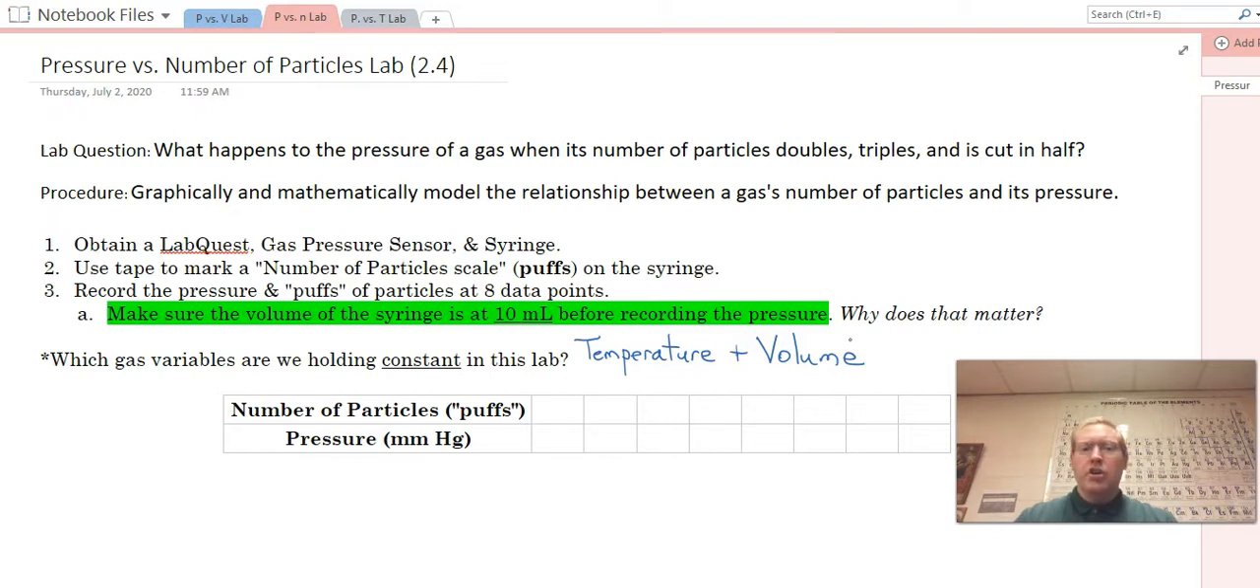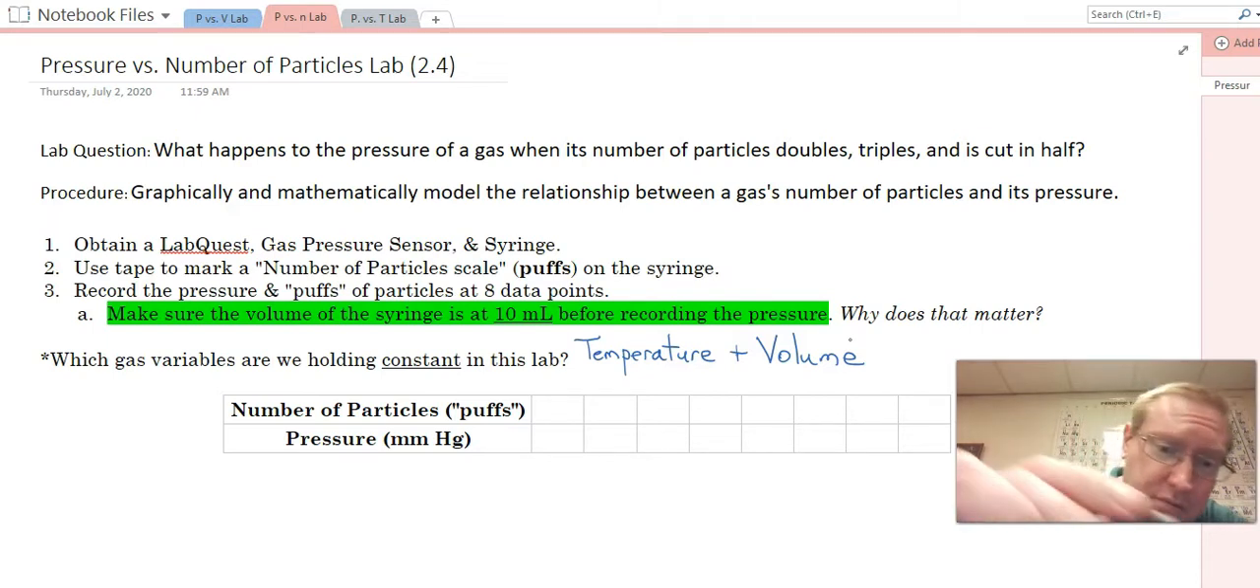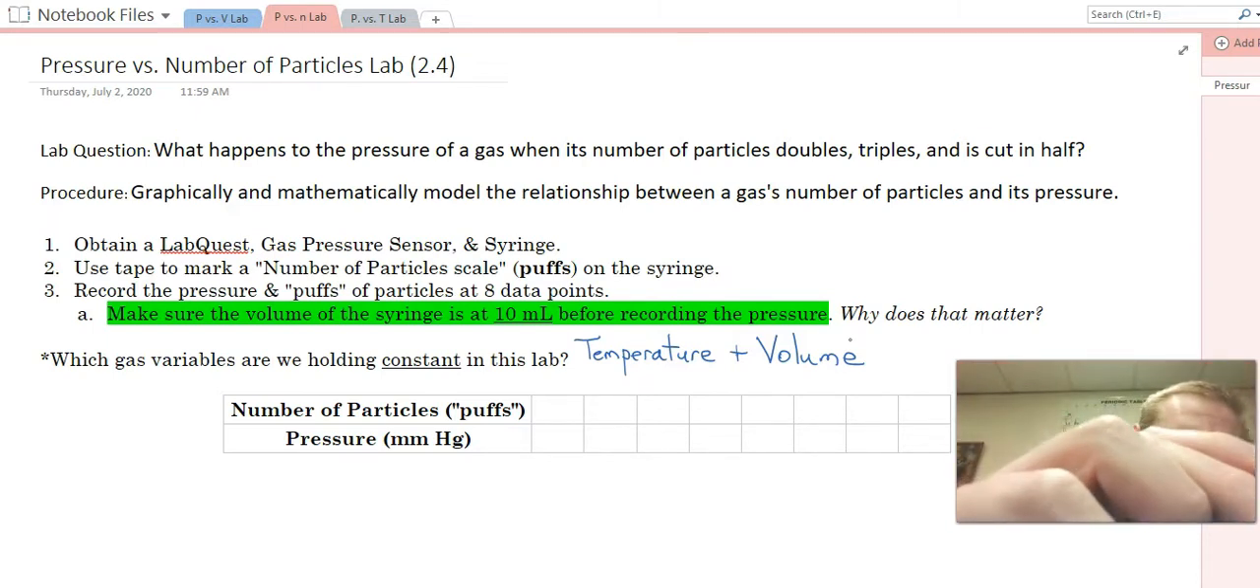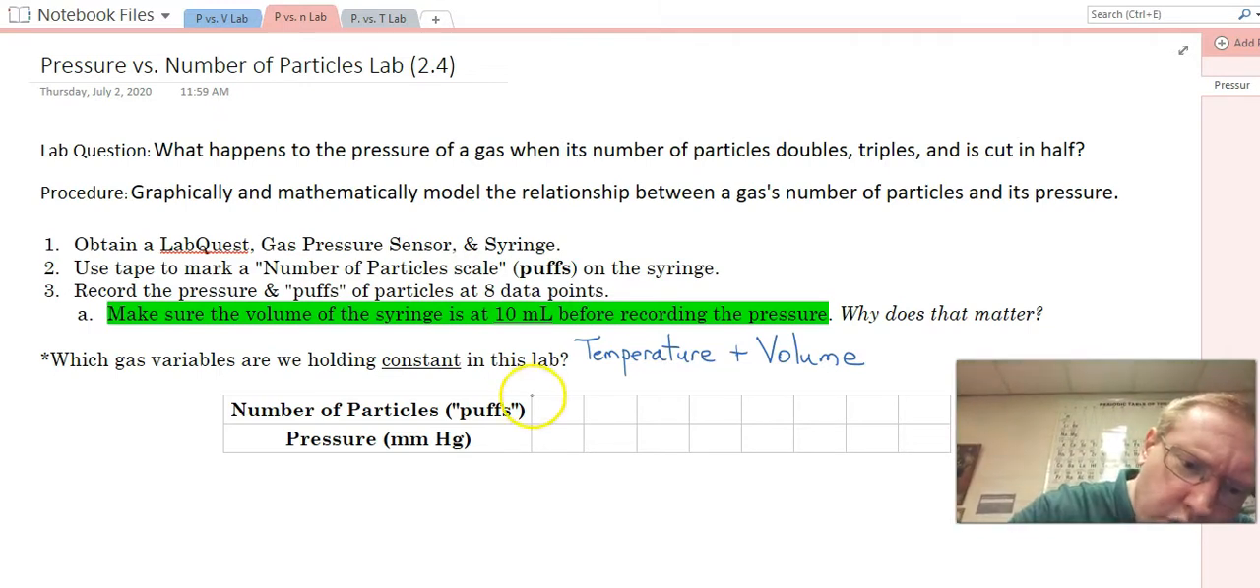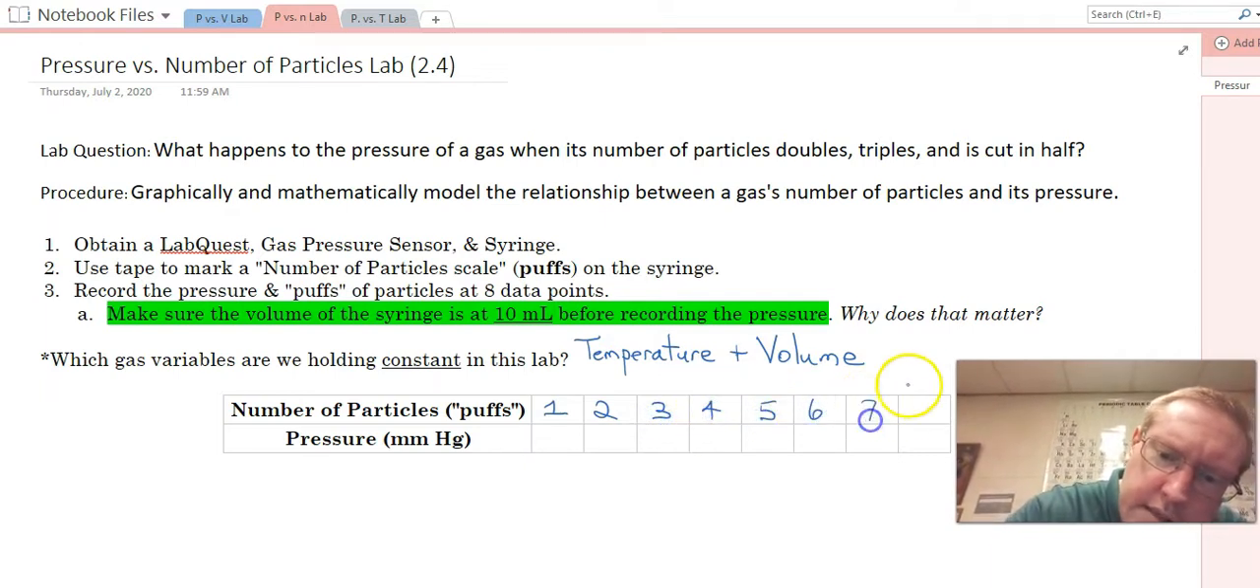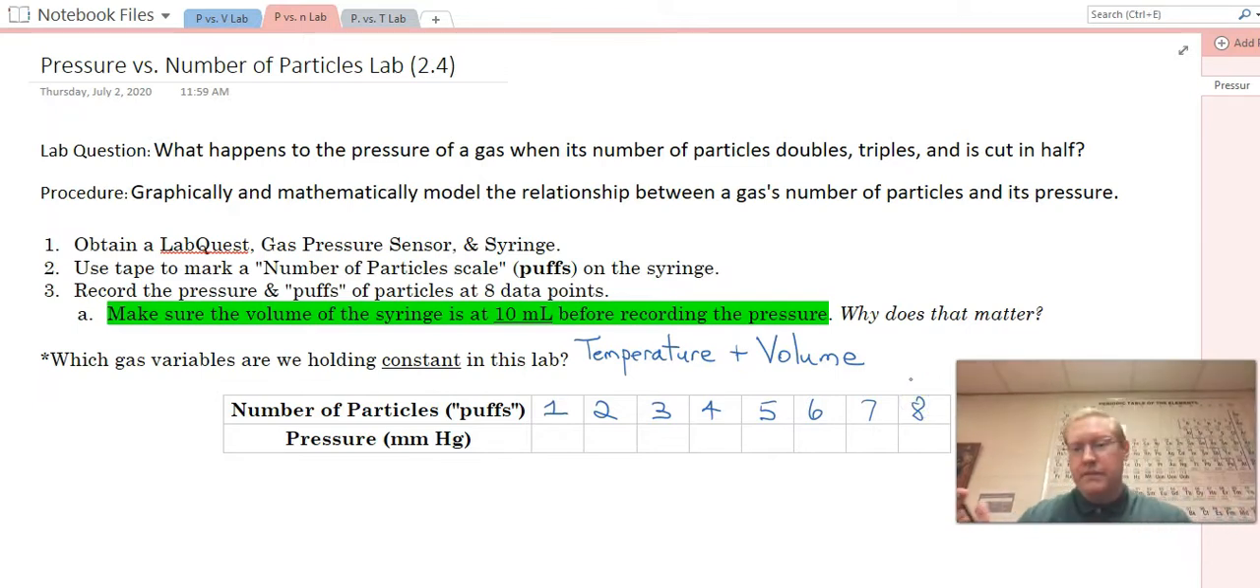Okay, so how many puffs am I going to do? Well, I'm just going to make this one easy on myself. I'm going to record data at 1 puff, 2, 3, 4, 5, 6, 7, and 8 puffs of air. Real easy, right? Okay, so how do I do that?